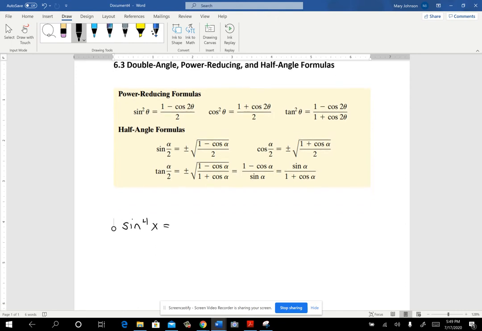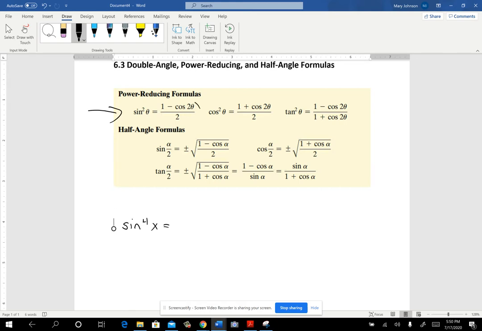All right, so one of the questions you might be asked to do is to rewrite an expression like sine to the fourth power x. Rewrite that so you don't have any powers of trig functions bigger than 1. So you reduce the power to where you only have sine to the first power or cosine to the first power in there. So we're going to be using the power reducing formulas.